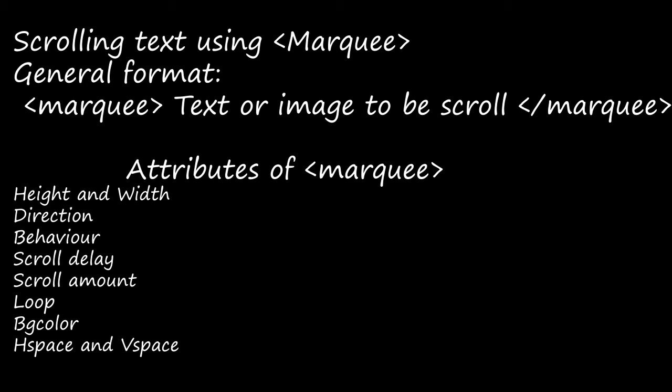The next one is scroll delay. This is used to give the time delay between each jump. The time you have to give in seconds. Scroll amount defines the speed of the scroll. Scroll delay means it is the time delay between each jump, and you have to give it in seconds. Scroll amount is used to define the speed of the scroll.